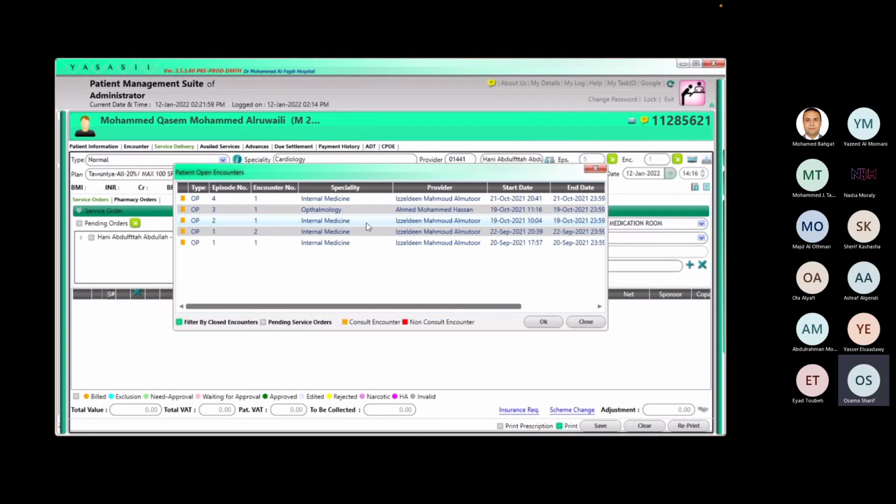The system is going to give you an error and tell you that you can't proceed with any billing because this particular old invoice, the old encounter that you're trying to bill under, has already been submitted to the insurance company. So you can't make any changes to that.